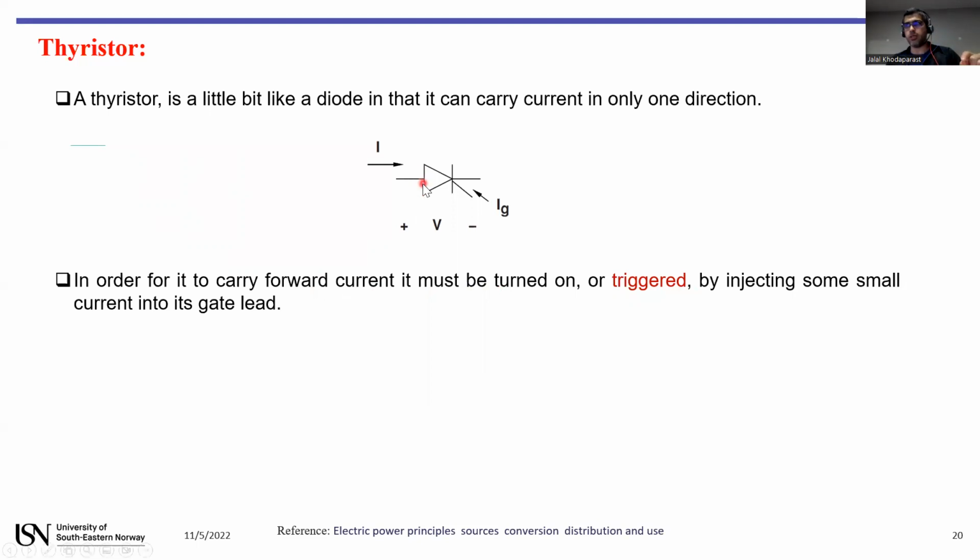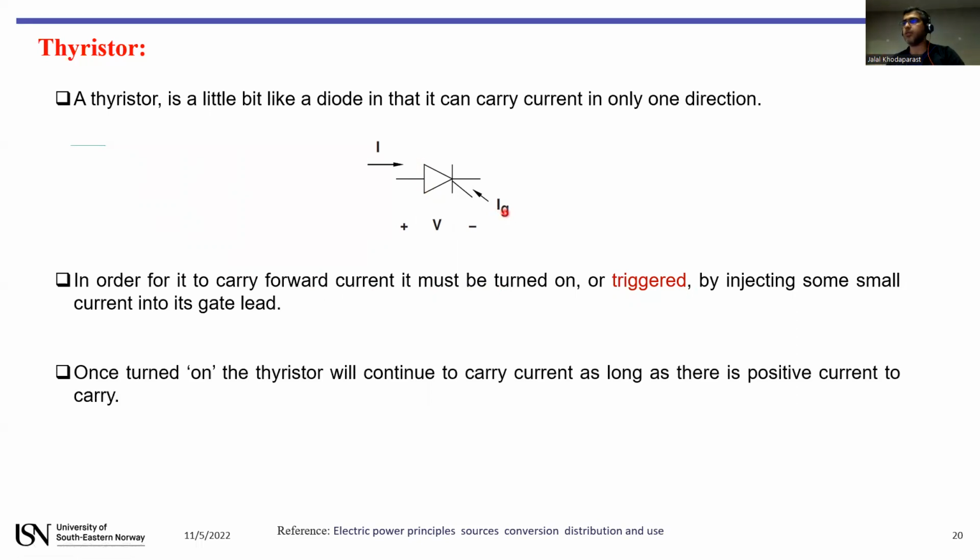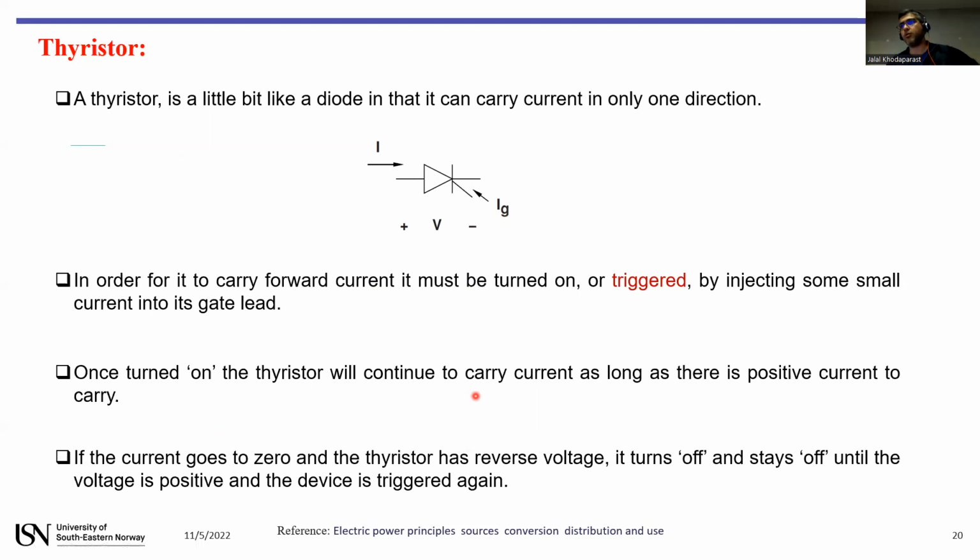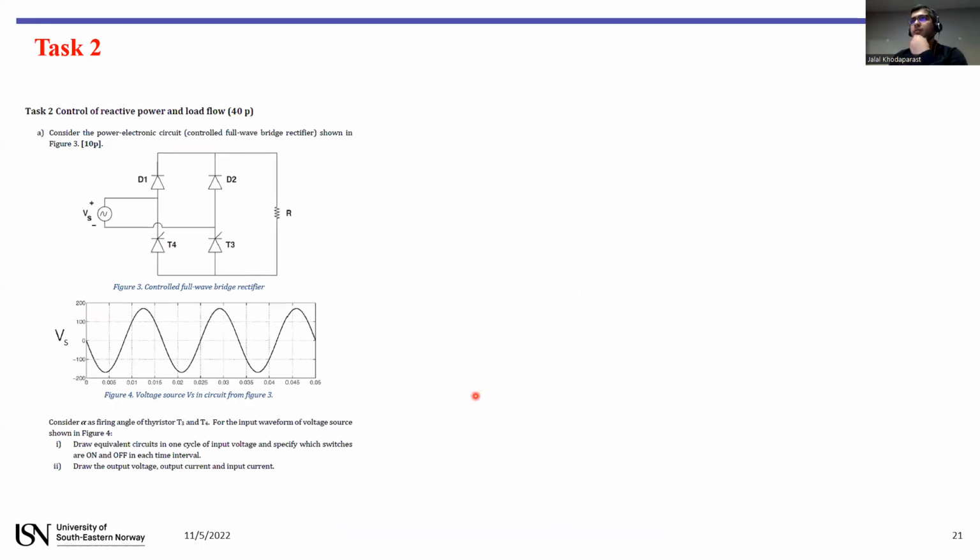If the voltage applied to anode terminal is positive, the thyristor has the capability to be turned on. However, it will wait until the triggering signal from the gate terminal. It's the difference: the triggering creates control capability for us compared to the diode. Once it's turned on, thyristor will carry the current as long as there is a positive current to carry. And if the current goes to 0, the thyristor has a reverse voltage and it will be turned off. So with this background, we want to evaluate this power electronic circuit.